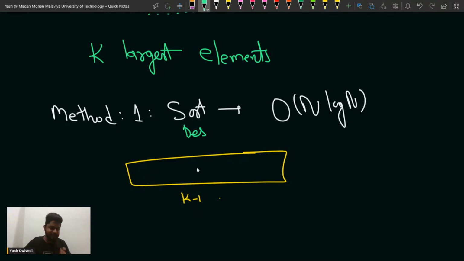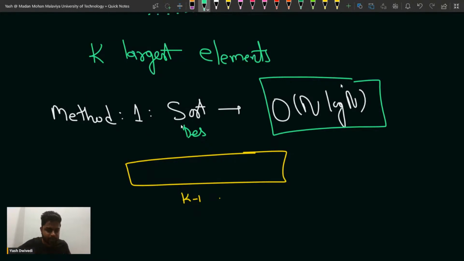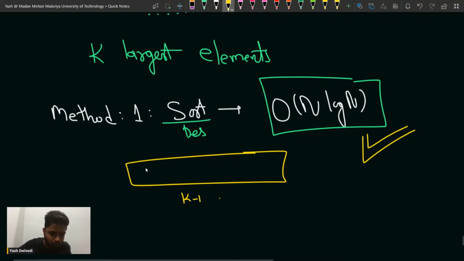So that will take n log n time. Is that clear? Please write yes in the chat. Method one is to use sorting: I sort the array in decreasing order, from the largest to the smallest, which takes n log n time, and then we can print the K largest elements. So we will have a descending order array and then we can print. This point is clear to everyone.